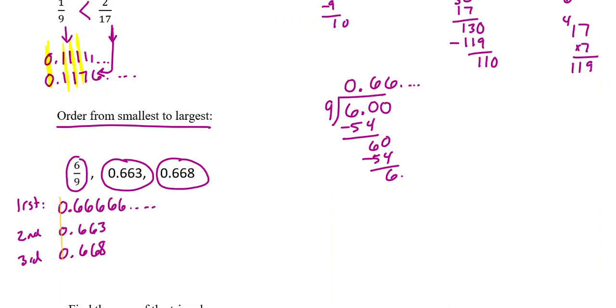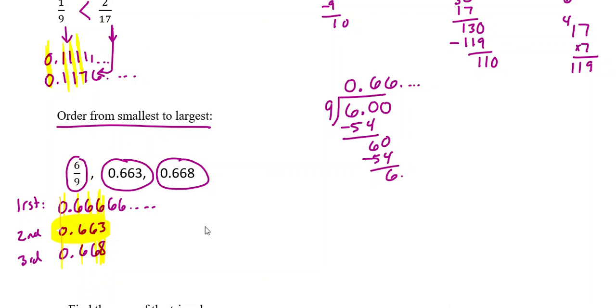Oops, I used my highlighter. So the ones place is 0s, the tenths place is 6s, the hundredths place is 6s, so they're all the same size so far. But when we get all the way down to the thousandths place, we notice that the numbers are different. The first number has a 6, the second has a 3, and the third one has an 8. So the smallest one is the 3, so that is our smallest number.